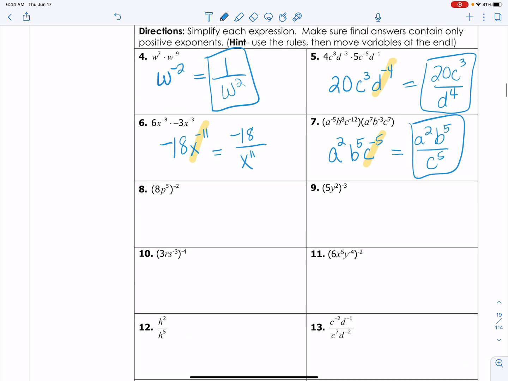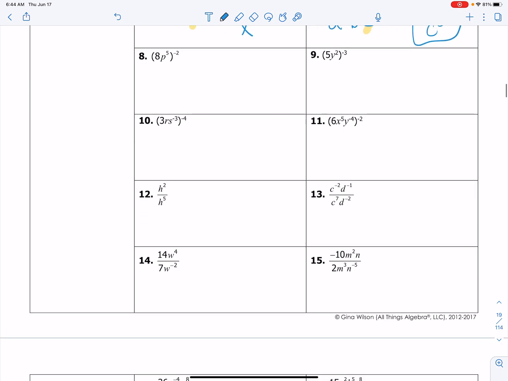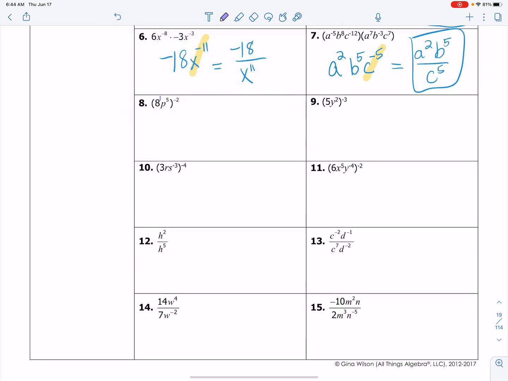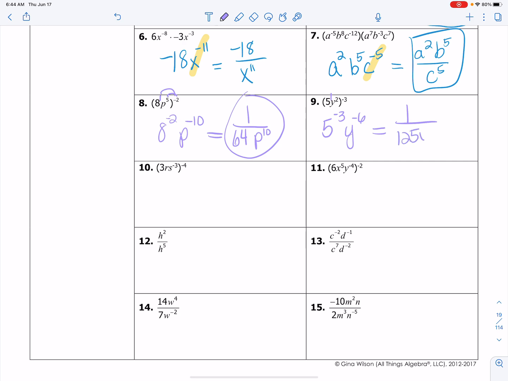Okay. All right, so let's take a look at some of these that have exponents outside. So I put a baby 1 here, and I get 8 to the negative 2 and p to the negative 10. Okay, they're both negative. 8 squared is 64, so that goes to the bottom, p to the 10th. Okay, so same thing on the next one. I would multiply in, I get 5 to the negative 3rd, y to the negative 6th. They're both negative. 5 to the 3rd is 125, y to the 6th.